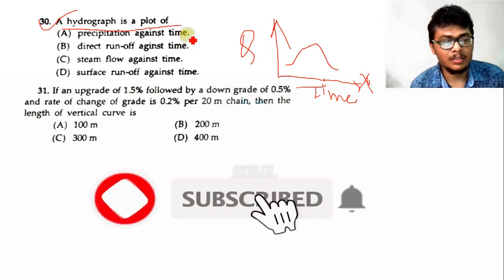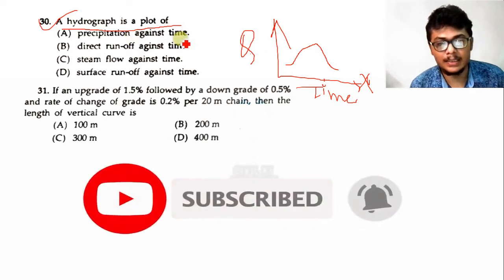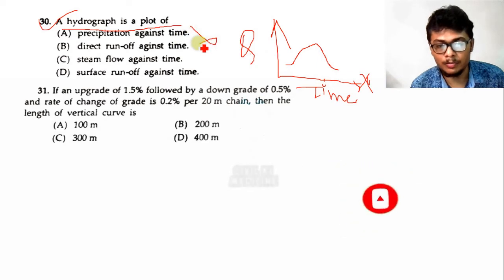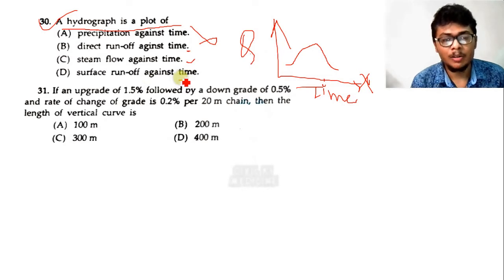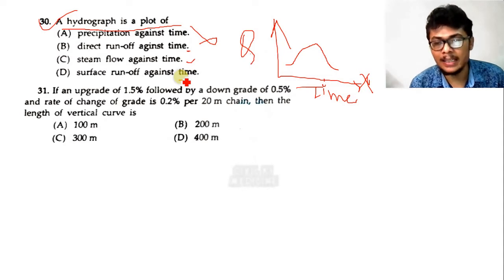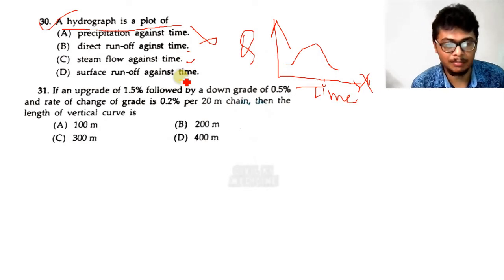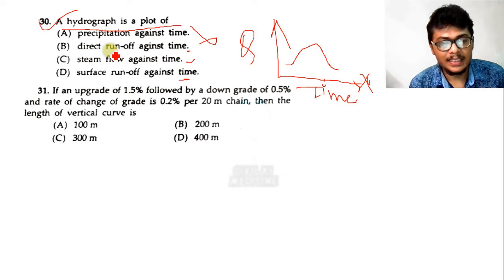Now see the options. Precipitation against time, no. Direct runoff against time, maybe. Next option, stream flow against time, maybe. Surface runoff against time, maybe. We know that when we plot surface runoff against time, the hydrograph is called a direct runoff hydrograph. In this case, direct runoff against time and surface runoff, both options are the same. Therefore, the best answer will be stream flow against time.